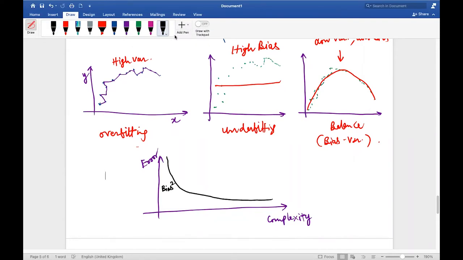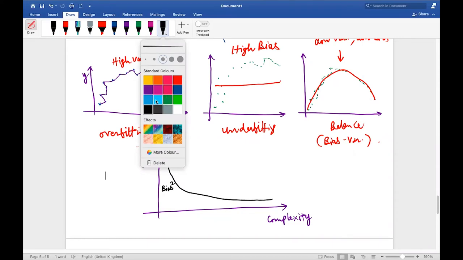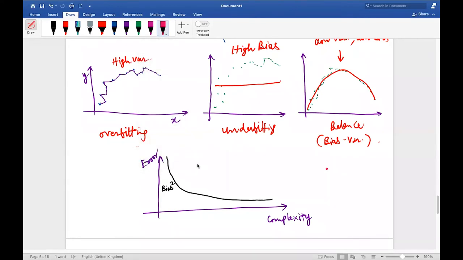On the other hand, let me pick a pen of a different color. If my complexity is very low, obviously my variance will be low, yes? Further, if my complexity increases, what will happen? My variance will also increase. Correct? So this is nothing but my variance.